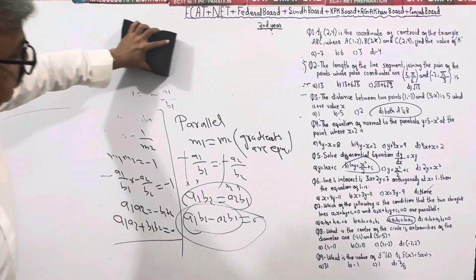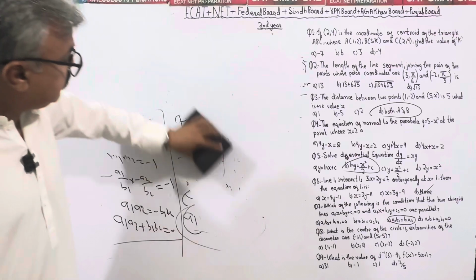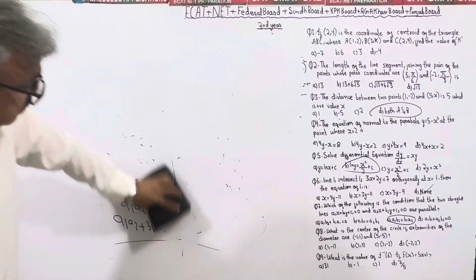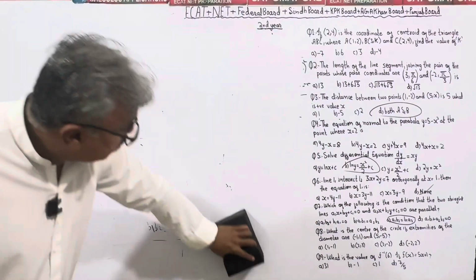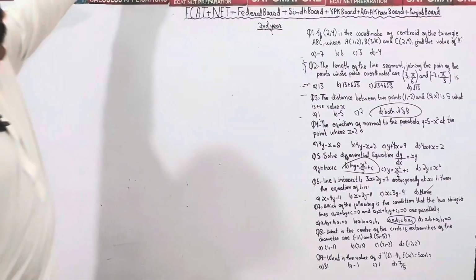And if the endpoints of the diameter are given, find its center. It's really very easy. The endpoints of the diameter are given, and their midpoint is going to be our center.